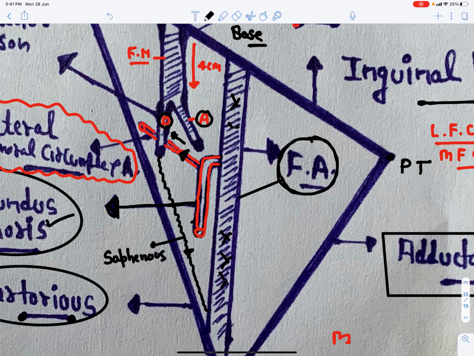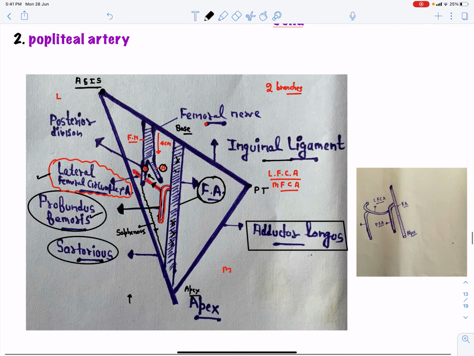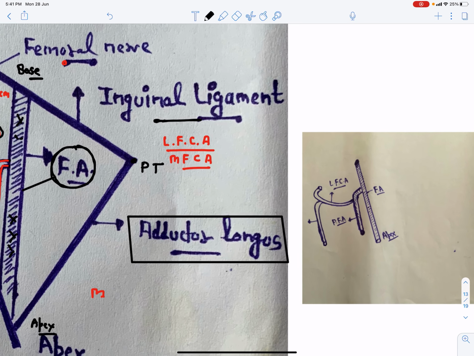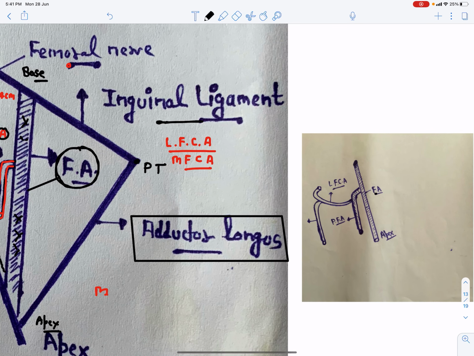So it passes between the two divisions of the femoral nerve. Now I am going to bring this femoral artery out here. See this diagram here. This is our femoral artery. And this is the largest branch of the femoral artery.